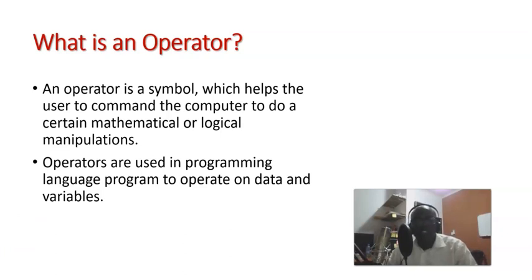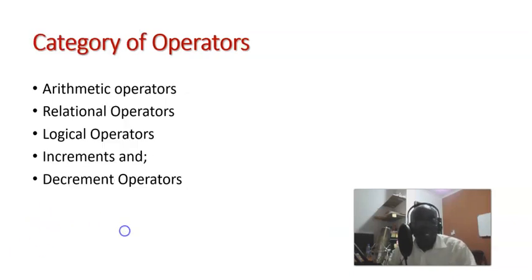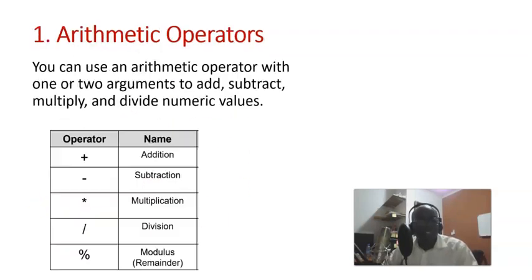Now, operators are used in programming language to write instructions on how a program can perform a certain operation on data or values supplied to variables. And it is also important to be aware of the fact that operators don't just come in one type, they're in different categories. They are what are known as arithmetic operators, relational operators, logical operators, increments, and decrement operators. Now, let us see what each of these are, starting with the arithmetic operators.